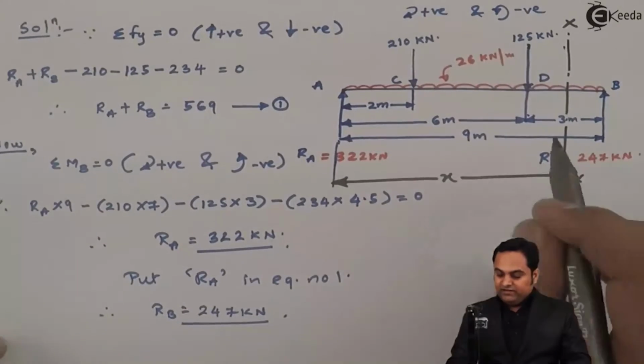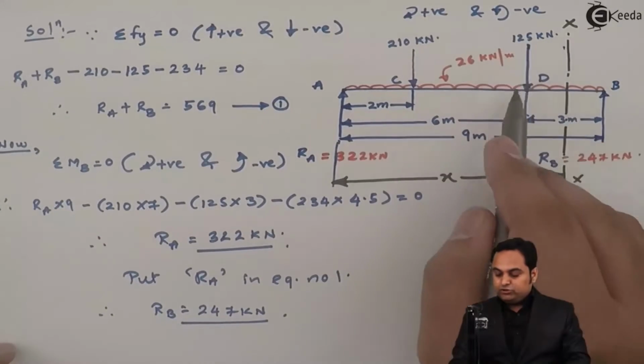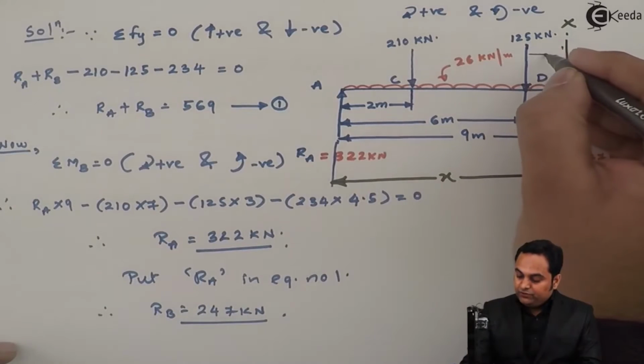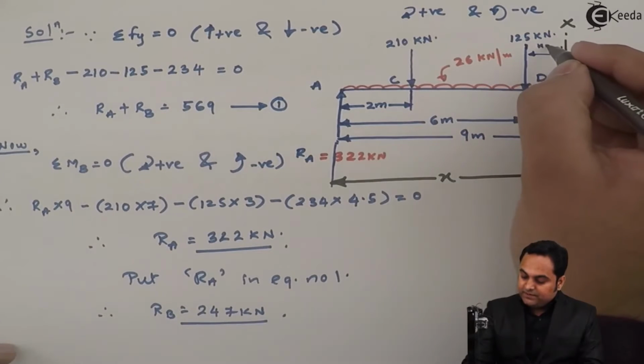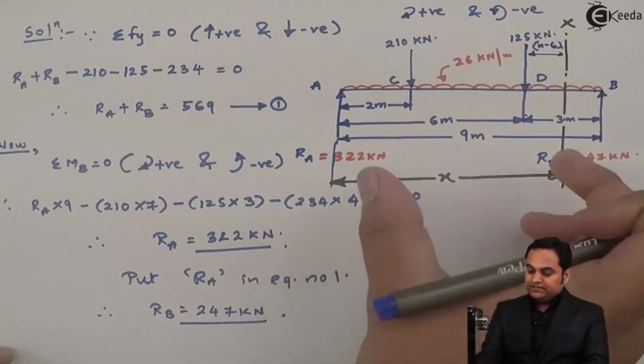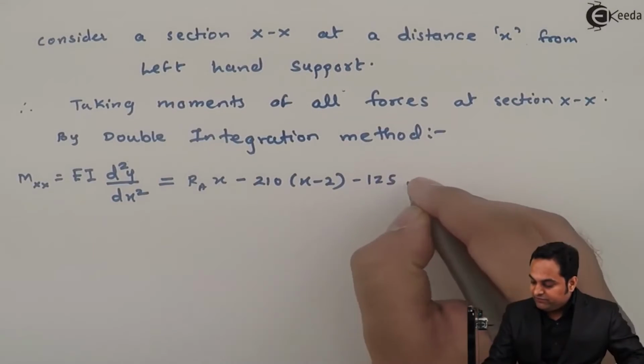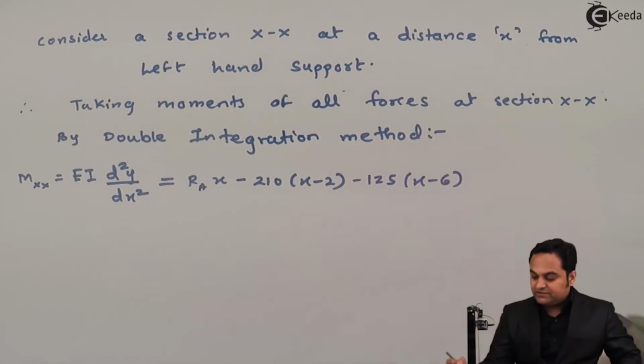Then we have 125. This also produces an anticlockwise moment, and the distance between the 125 kilonewton force and section XX is x minus 6. So minus 125 into x minus 6.